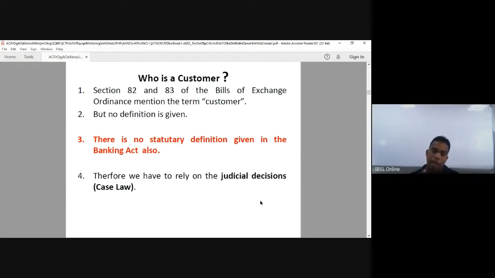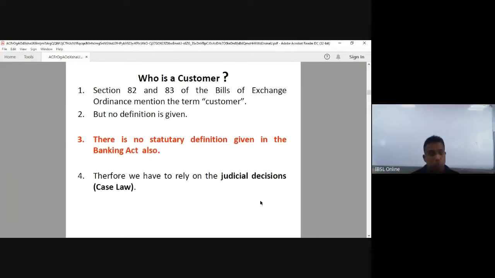We have the Banking Act, Act number 30 of 1988. Is there a definition for the customer in the Banking Act? Unfortunately, there is no statutory definition given in the Banking Act either for the word customer. Now, what is the situation? There's no definition in the Bills of Exchange Ordinance, and no definition in the Banking Act.